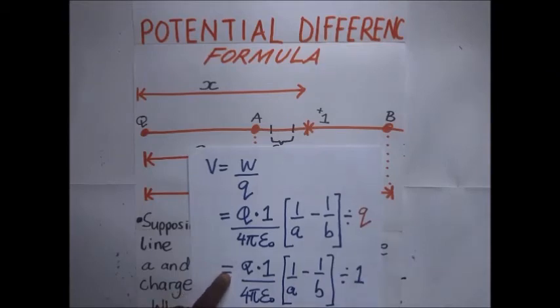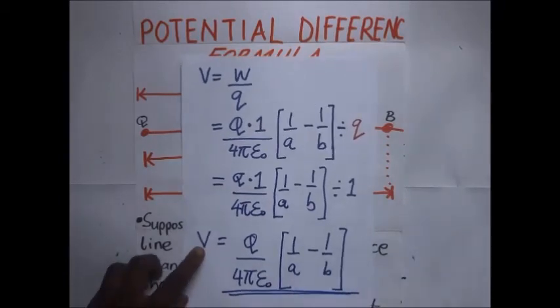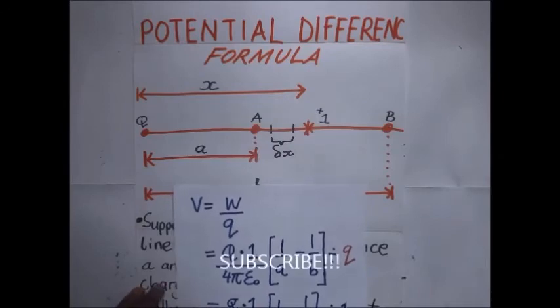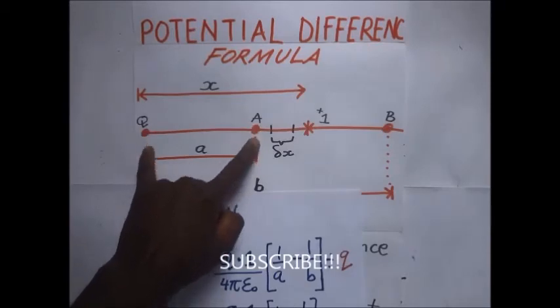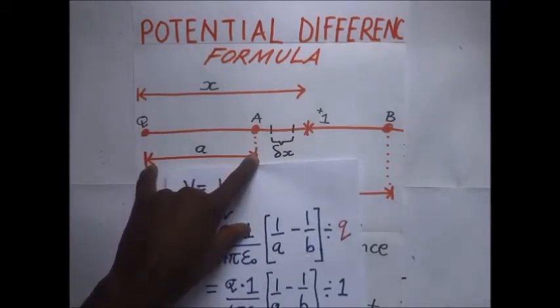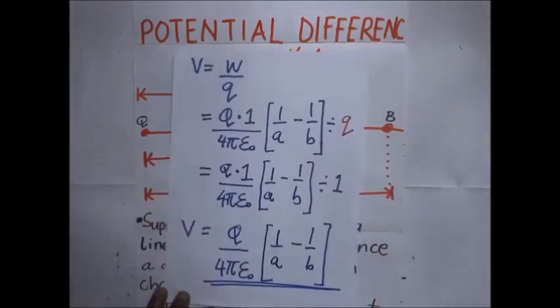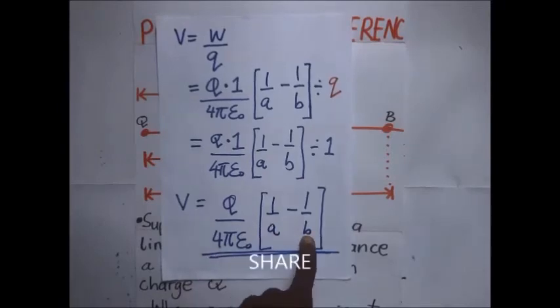And so our potential will end up being Q over 4 pi epsilon naught into 1 over A minus 1 over B. So this is the expression for the potential difference between 2 points. And our value of A is the distance between Q and A. A is the smaller distance and B is the longer distance. So it means that A, which is the shorter distance, should come first, and then B, which is the longer distance, should come later.